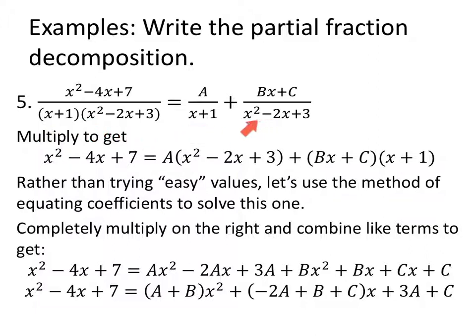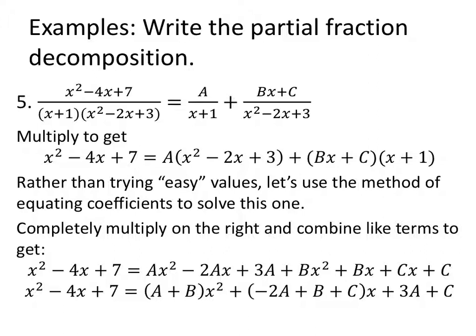An irreducible quadratic factor, so I'll have the bx plus c in my numerator, a possible linear numerator for a quadratic denominator. When I multiply by my common denominator, my original denominator, I'll have a times this quadratic plus bx plus c times x plus 1. Rather than trying the, quote, easy values, let's use the method of equating coefficients.